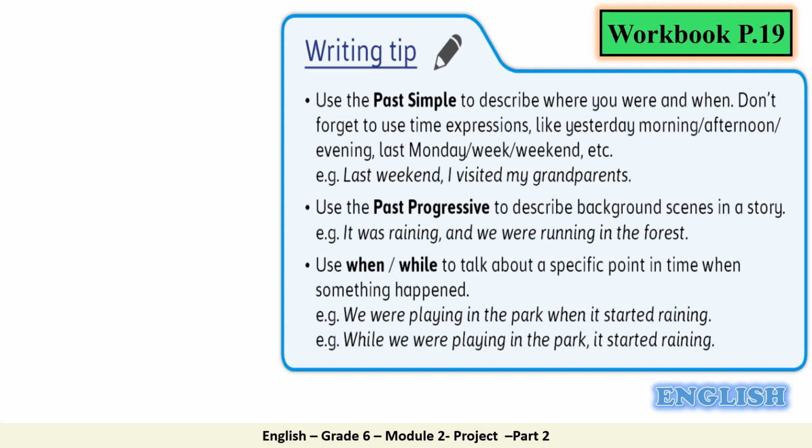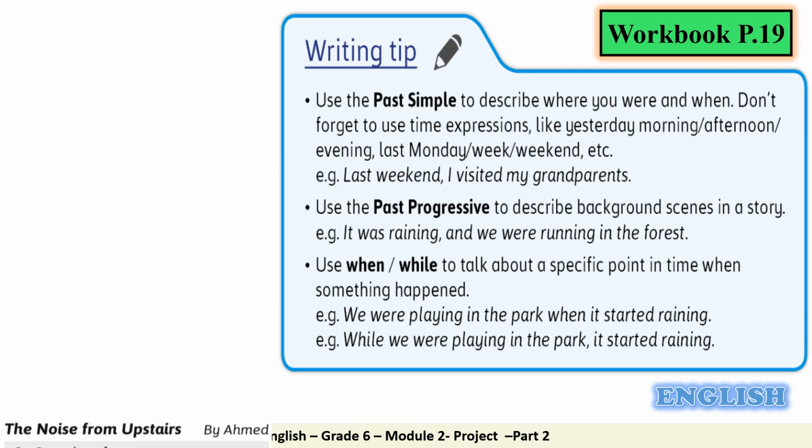The second point, use the past progressive. Why? To describe the background scene and story. For example, it was raining and we were running in the forest. And the third point, use when and while to talk about a specific point in time when something happened. For example, we were in the park when it started raining. While we were playing in the park, it started raining.